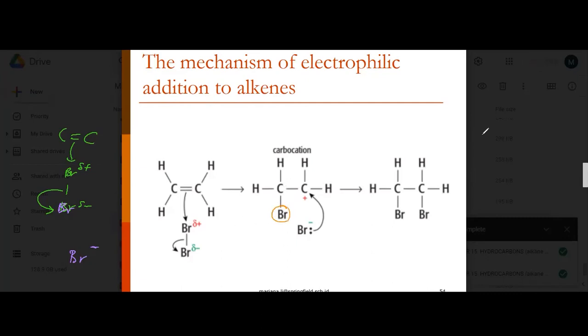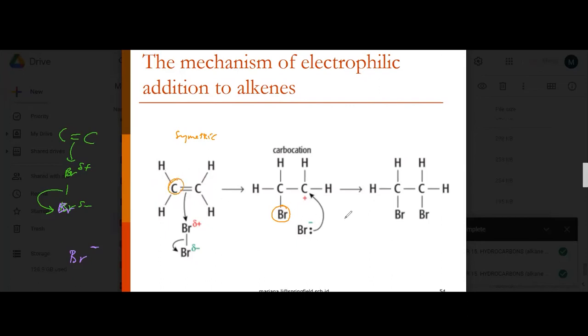This is what we call a symmetrical alkene. Why is this symmetrical? Since this carbon is bonded to two hydrogens, and this carbon is also bonded to two hydrogens. So Br can make a bond to this C or to this C. Same. Let's say it makes a new bond with this C.